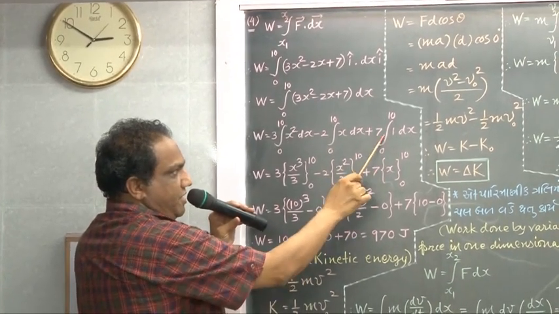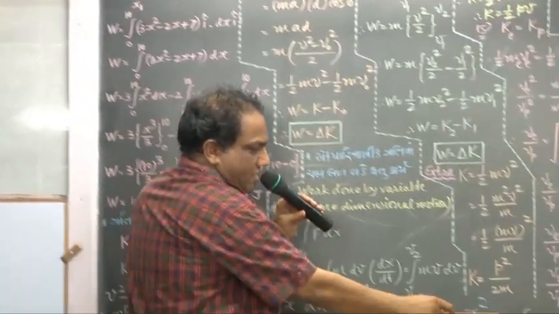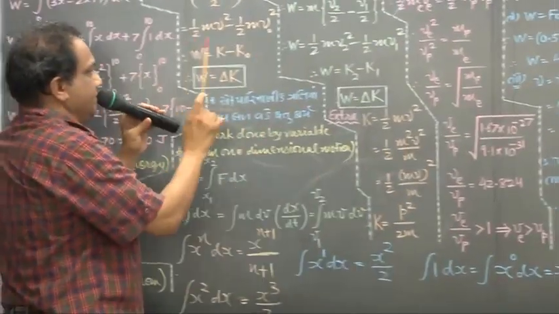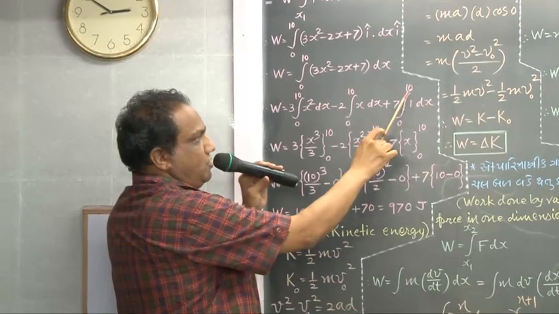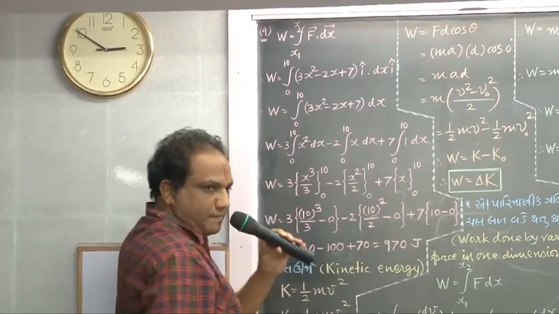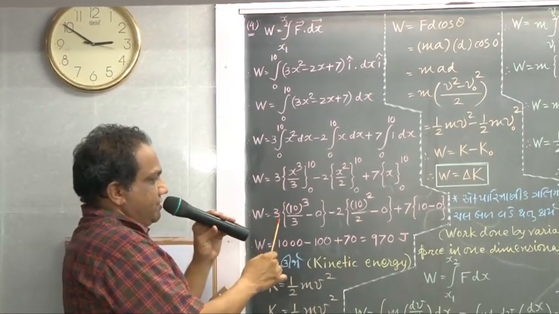7 as it is. Integration of 1 dx, how much is it? x, from 0 to 10. Now 3 as it is.